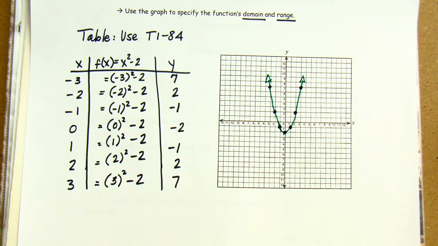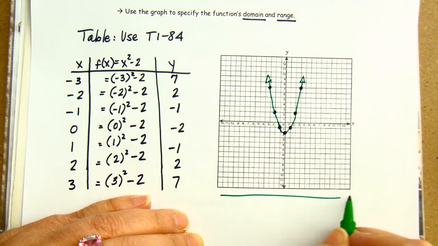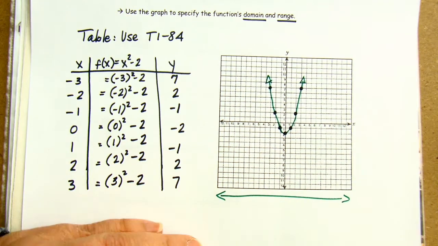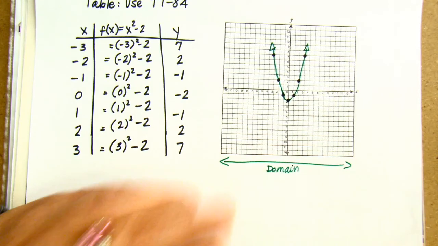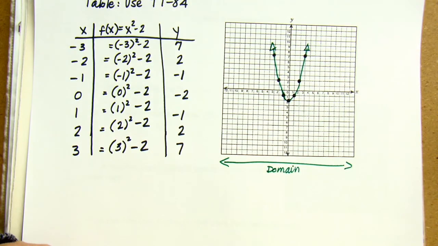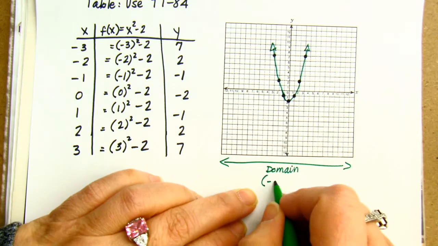The directions also told us to give the domain and the range. We know from this way to that way, left to right, is my domain. And there are no elements that would not be found on the graph of this function, so the domain is negative to positive infinity.